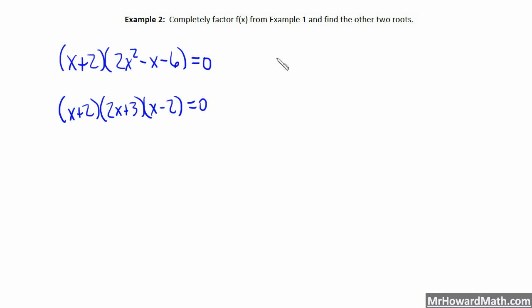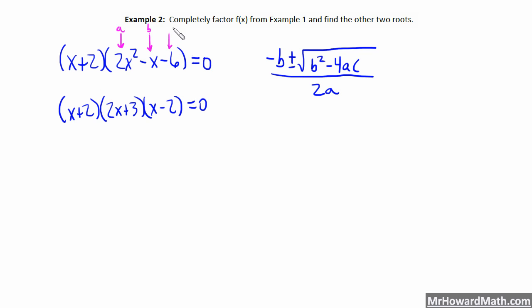Okay? So remember that the quadratic formula is negative b plus or minus the square root of b squared minus 4ac all over 2a. Since we are finding the zeros of this trinomial here, we have an a value of 2, a b value of -1, and a c value of -6. So I'm going to write those out here. A equals 2, b equals -1, and c equals -6. We need all of those to plug in here, so now we're just going to plug this in.